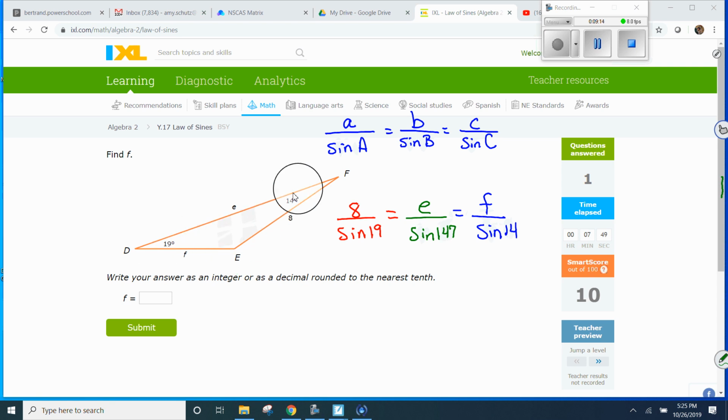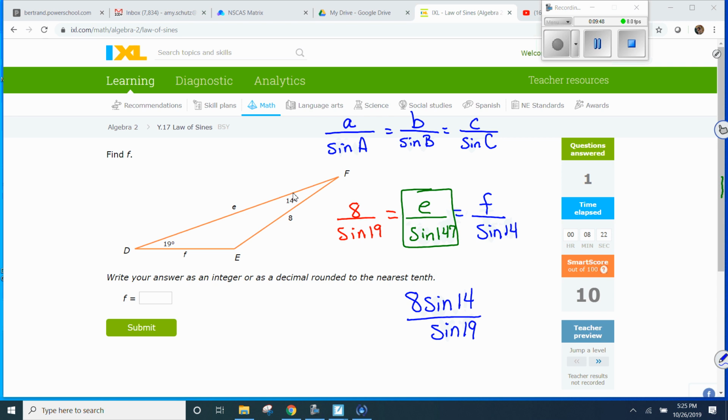Now let me get rid of this mess here. So we can see that side E would be the longest in my triangle. And I know that F, since 14 degrees is smaller than 19 degrees, F should be smaller than 8. So if I calculate it, we do want to find F. So I'm not going to worry about this one for right now. So I'm just going to look at the blue and the red. So I'm going to cross multiply 8 times the sine of 14, and I'm going to divide by the sine of 19.